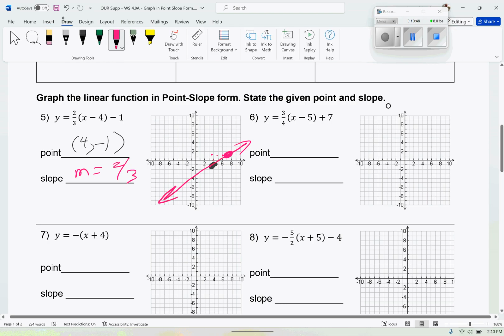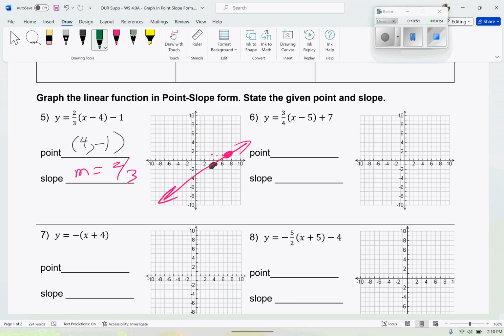What is my point from this line? 5, 7. Good. So 5, 7, I go right 5, up 7. Put my dot. What's my slope? 3 over 4. So that means I'm going to go up 3, right 4. Put a dot. Connect the dots. Make a straight line. Ta-da. Arrow at both ends.